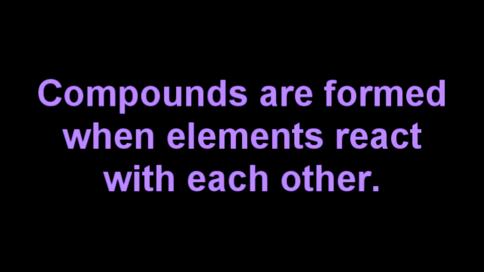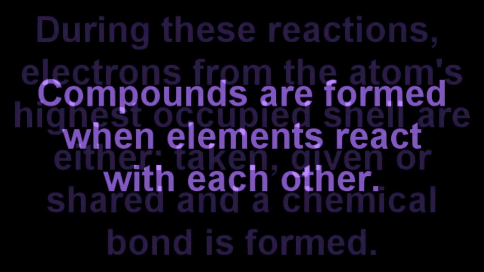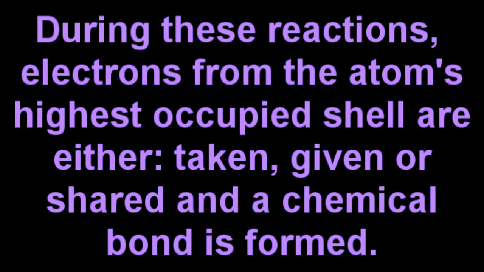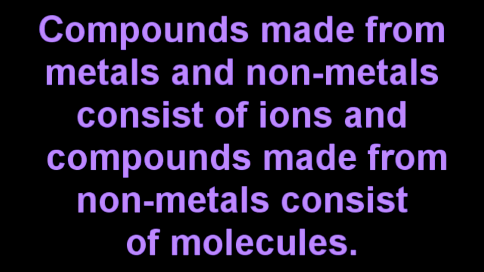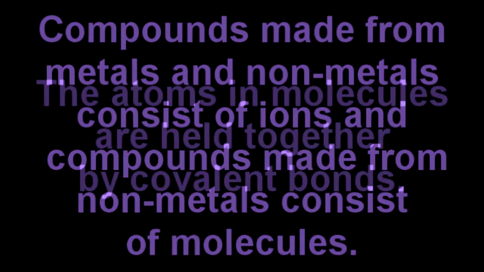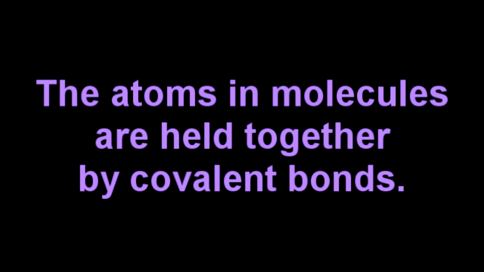Compounds! Compounds are formed when elements react with each other. During these reactions, electrons from the atom's highest occupied shell are either taken, given, or shared, and a chemical bond is formed. Compounds made from metals and non-metals consist of ions, and compounds made from non-metals consist of molecules. The atoms in molecules are held together by covalent bonds.